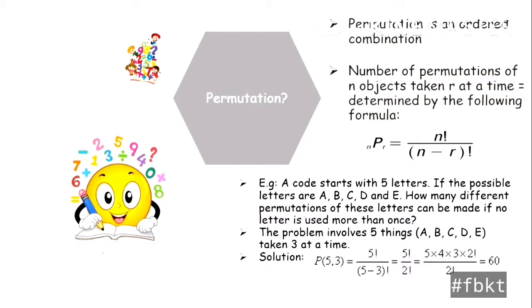For example, a code starts with 5 letters. If the possible letters are A, B, C, D, and E, how many different permutations of these letters can be made if no letter is used more than once? The problem involves 5 things, which are A, B, C, D, and E, taken 3 at a time. The solution is given on the slide, and the answer should be 60.